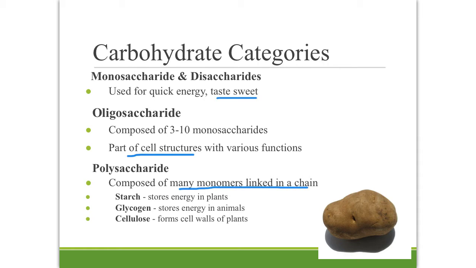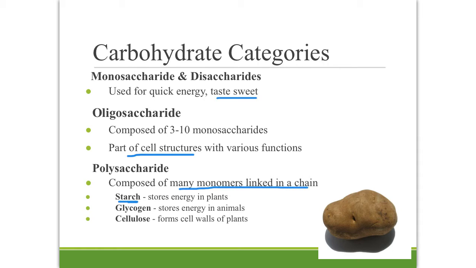And then the polysaccharide is many monomers linked together into a long chain. So starch that you find in potatoes and in grains, oatmeal, that is a way that these carbohydrates are storing the energy. It is just many, many glucose monomers hooked one after the other, and again, very easy to digest back down to that monosaccharide.